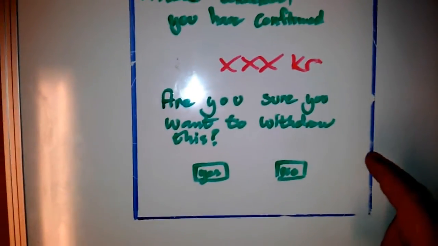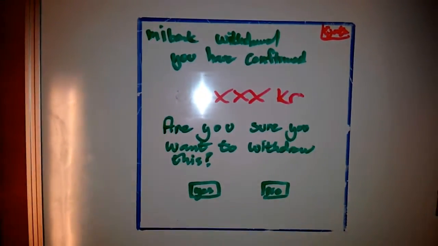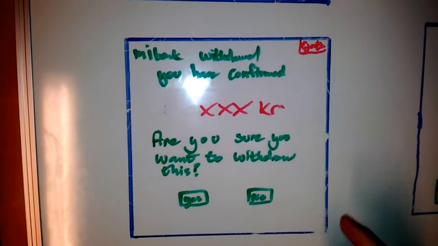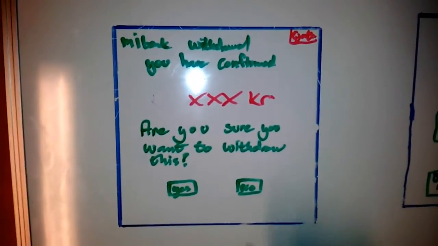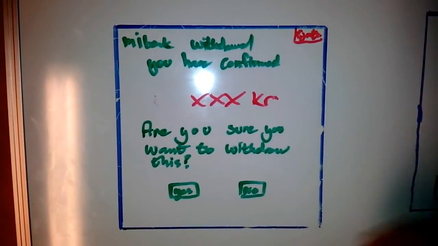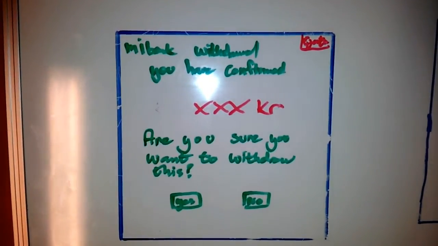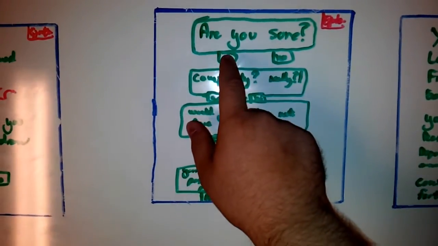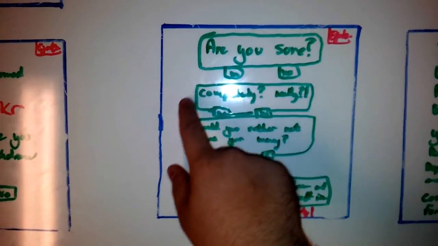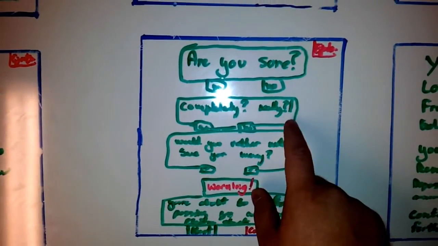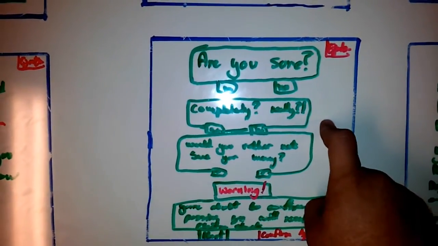Now, this page is a written warning. It says, you have confirmed you wish to withdraw this and that amount of cash. Now, are you sure you want to withdraw this? Now, if you press no, you will be taken back to the front page. If you push yes, then you will be taken to the screen over here, which is another confirmation that asks, are you sure? Now once you press yes, you will be prompted for another confirmation that asks you if you are completely sure, really sure if you want to withdraw these monies.